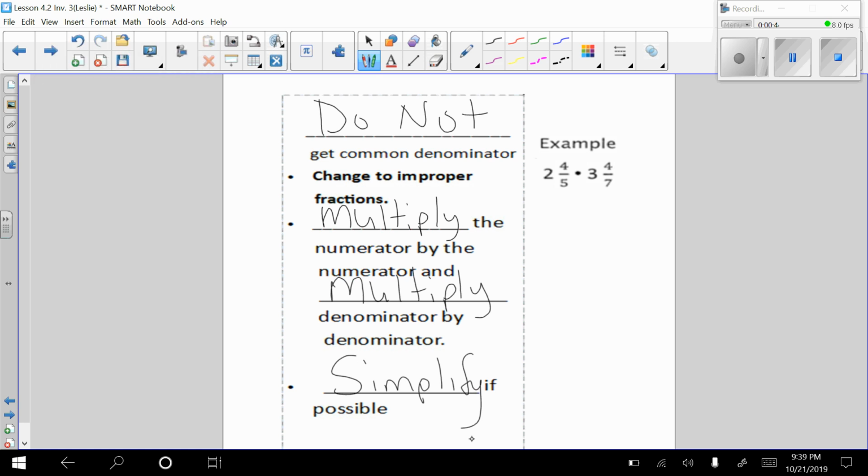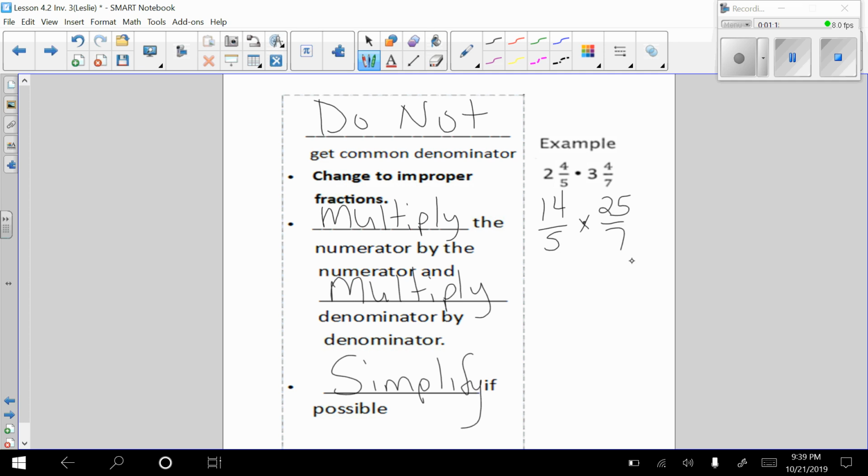Now, let's go ahead and look at our example. First thing we want to do is change them to improper fractions. Remember, it's the side times the bottom plus the top. So 2 times 5 is 10 plus 4 is 14. So 14 over 5 times 3 times 7 is 21 plus 4 is 25 over 7. Then you just want to go ahead and multiply your numerator times your numerator and your denominator times your denominator.